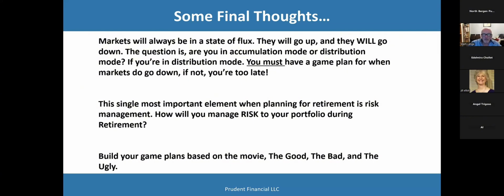Single most important element when planning for retirement is risk management. How will you manage risk in your portfolio during retirement? Because for most of you, if you're concerned about what's happening in the marketplace today, it's that volatility that's driving you to say, wow, am I okay? Am I going to be able to make it? And as I said earlier on, build your game plans based on the movie, the good, the bad, and the ugly.